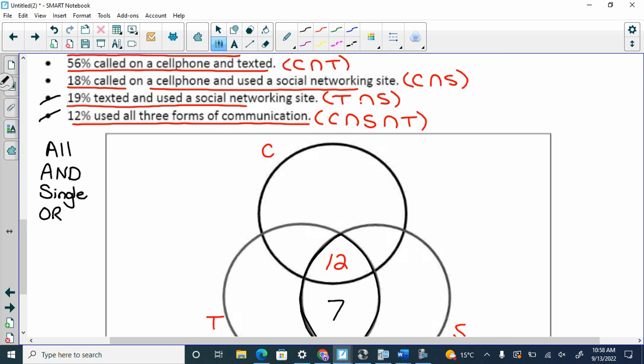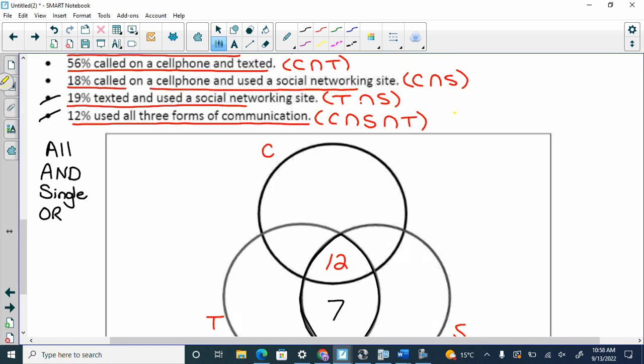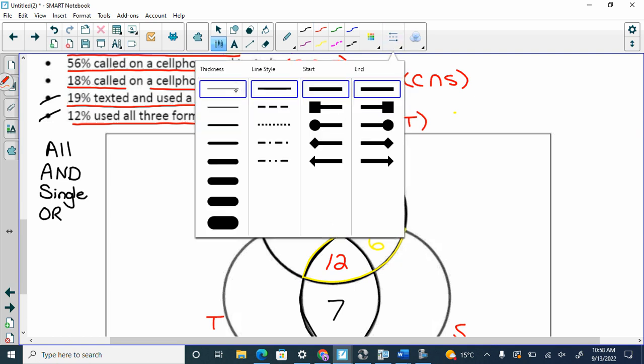Now we have 18 that used a cell phone and social networking site. We need to look for the cell phone and social networking site eyeball. They said 18 should be in that eyeball. How many are already in the eyeball? 12. How many are in the only portion? 6. Not the easiest to see. Okay, we're done that one.